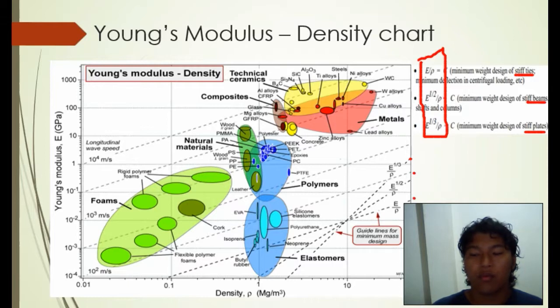Here we can see that these lines are parallel to each other. With those lines, with a constant slope, we see what is the best material that we can use. For example, if we are designing a structure, we need a strong material with a high Young modulus.